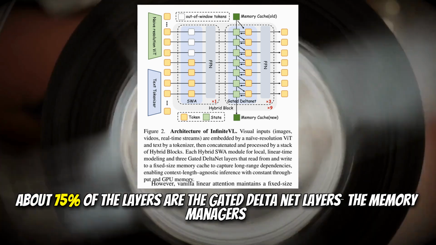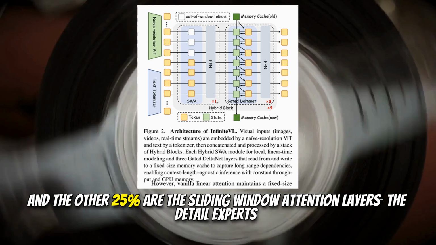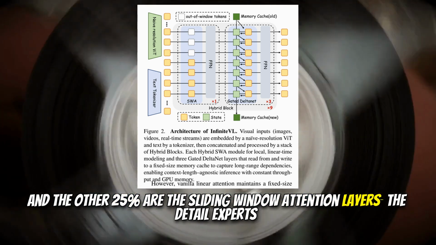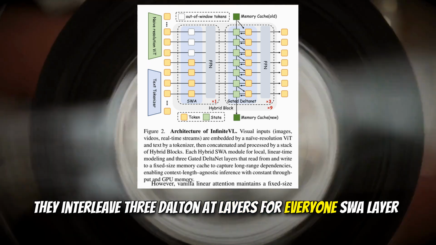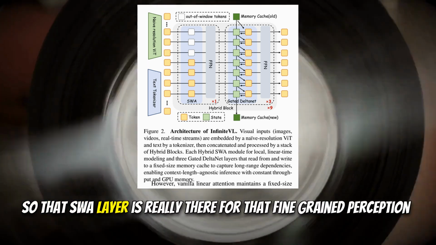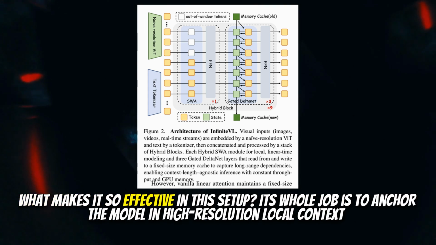About 75% of the layers are the gated DeltaNet layers, the memory managers. And the other 25% are the sliding window attention layers, the detail experts. Right. They interleave 3 DeltaNet layers for every 1 SWA layer. So that SWA layer is really there for that fine-grained perception. What makes it so effective in this setup?